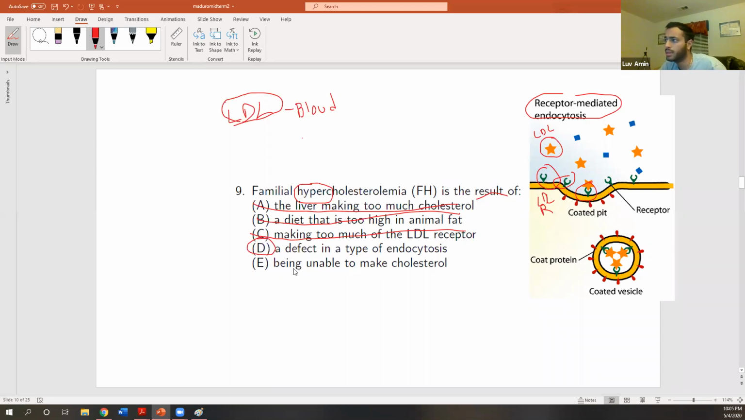And E is saying being unable to make cholesterol. Well, if you don't have cholesterol, you can't really break it down, right? So there's no point, which doesn't really make sense. So in our case, D is the answer, a defect in the type of endocytosis, which is receptor-mediated endocytosis.